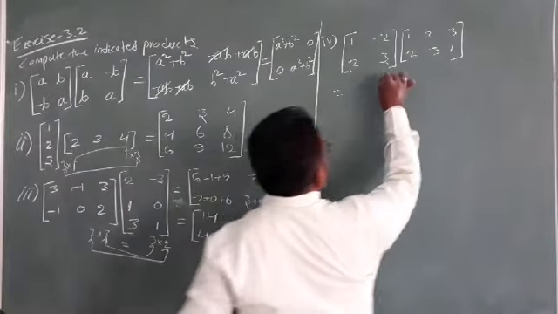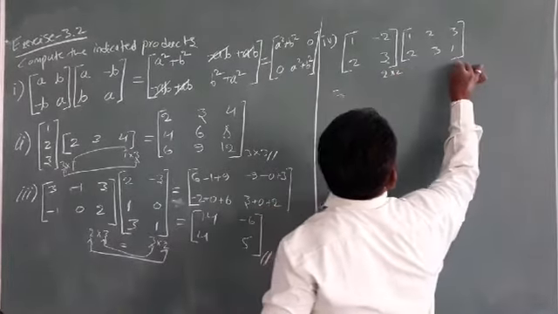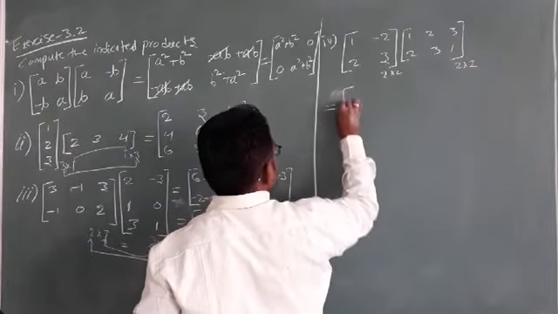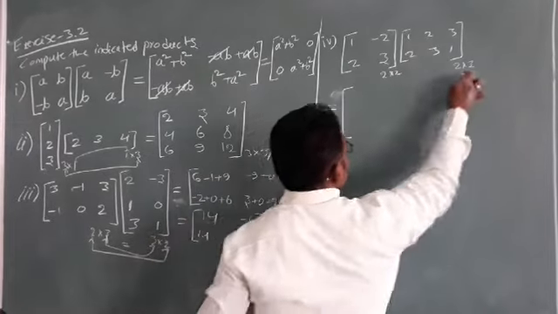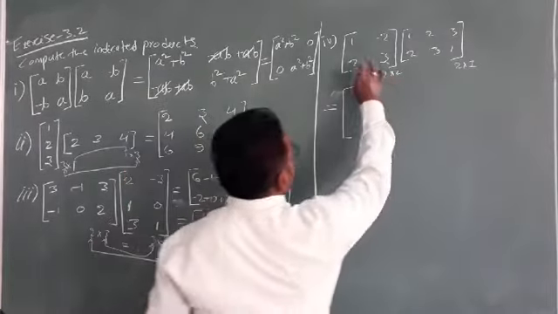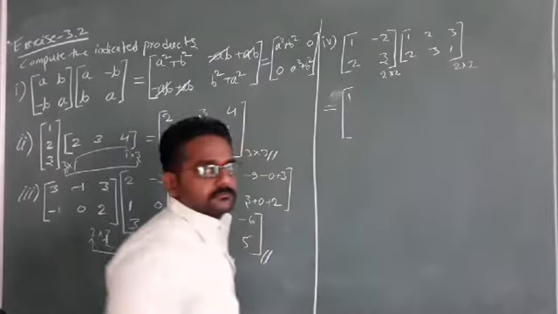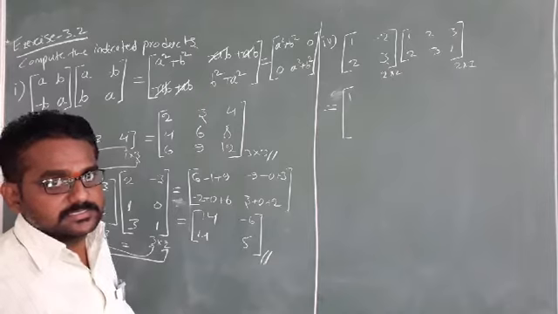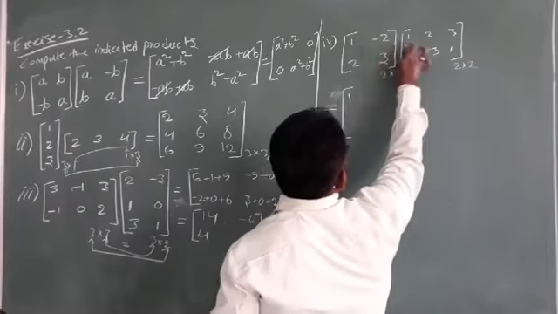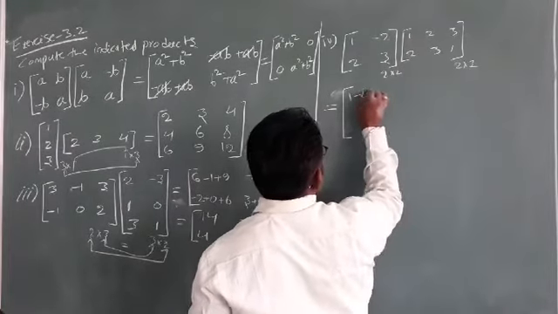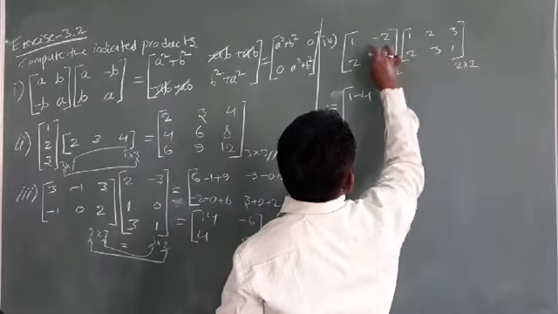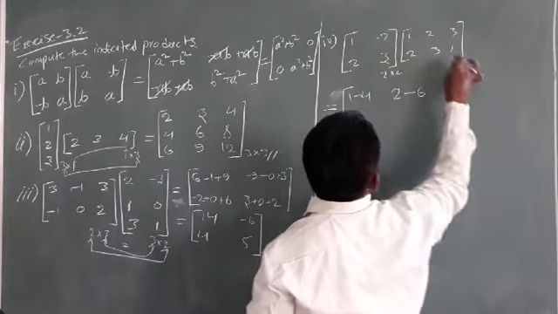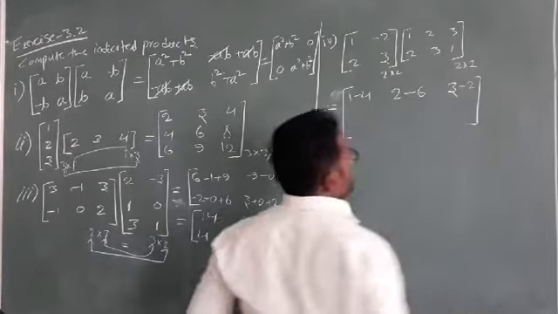Here it is a 2 by 2 matrix, and it is a 2 by 3 matrix. So what is the resultant matrix here, students? 2 by 3. Okay. 1 into 1, 1. 2 by 3: 2 rows and 3 columns. Okay. 2 into 1. Minus 2 into plus 2, minus 4. 1 into 2, 2. Minus 2 into 3, minus 6. 1 into 3, 3. Minus 2 into 1, minus 2. The first two elements are over.